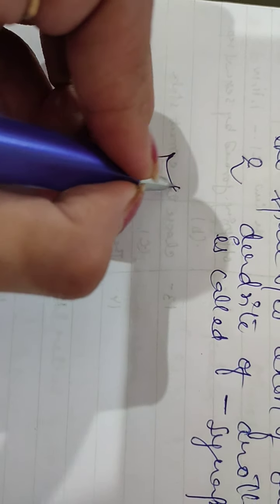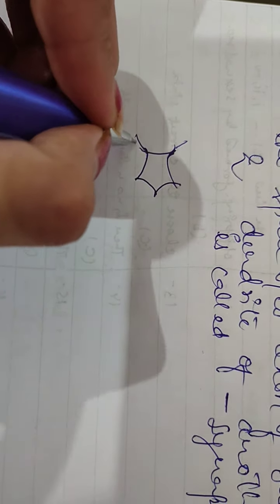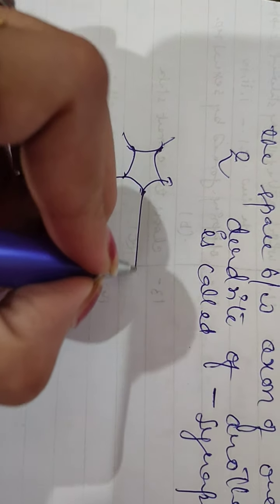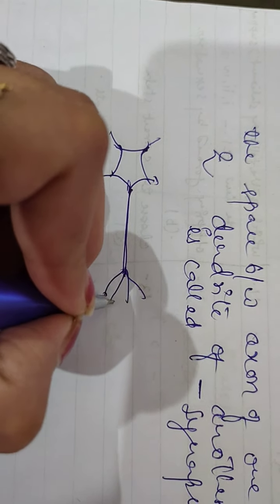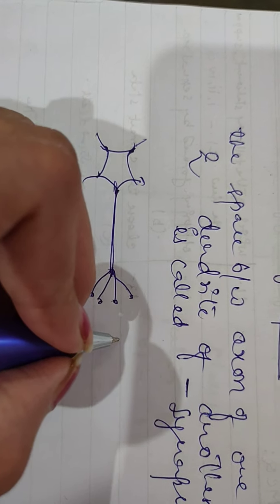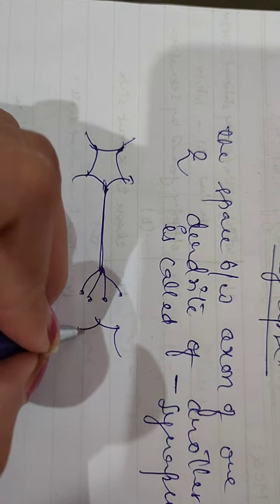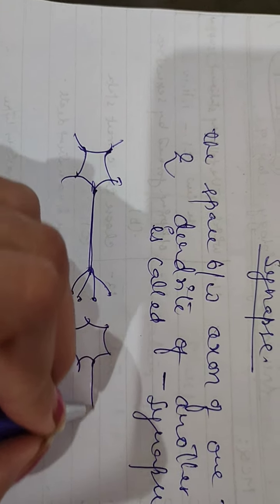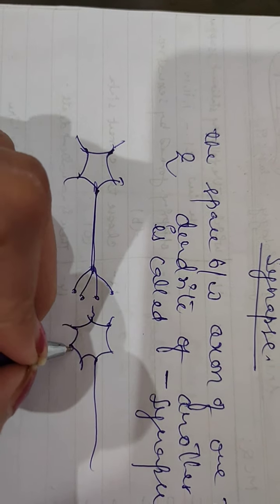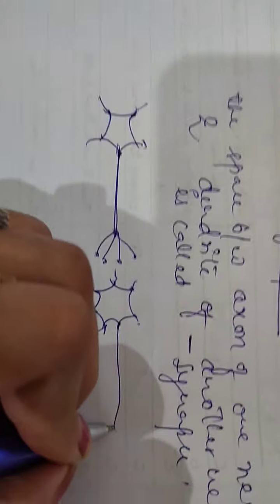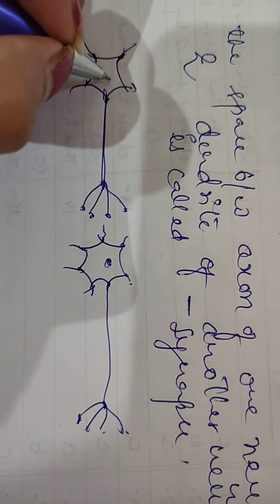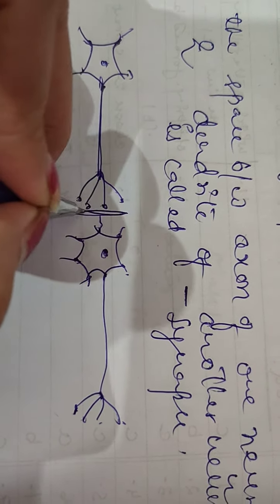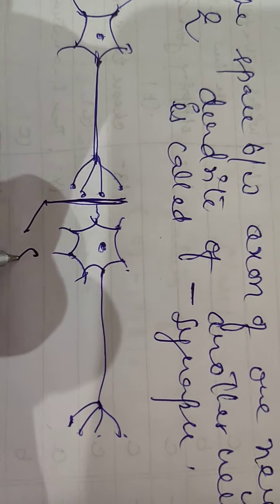You can see in this diagram that if this is a nerve fiber, this is axon, nerve endings, synaptic knobs, and then another neuron's dendrites. So this space is called synapse.